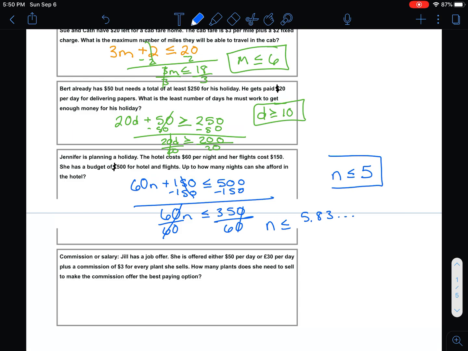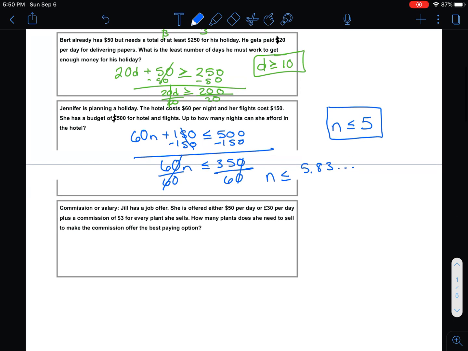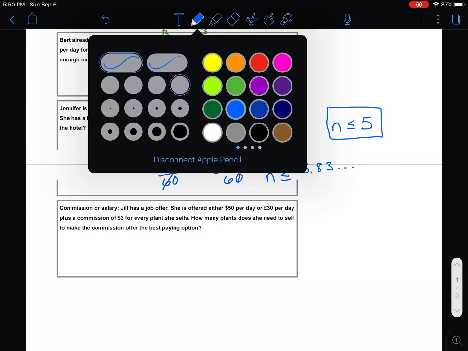Because if she ended up staying the 6th night, she would end up being short. So even though normally if it's 5.8, we would round up to 6, in this case we cannot round up, and that is because she would not have enough money for that 6th night. She'd only have 0.83 amount of that night.